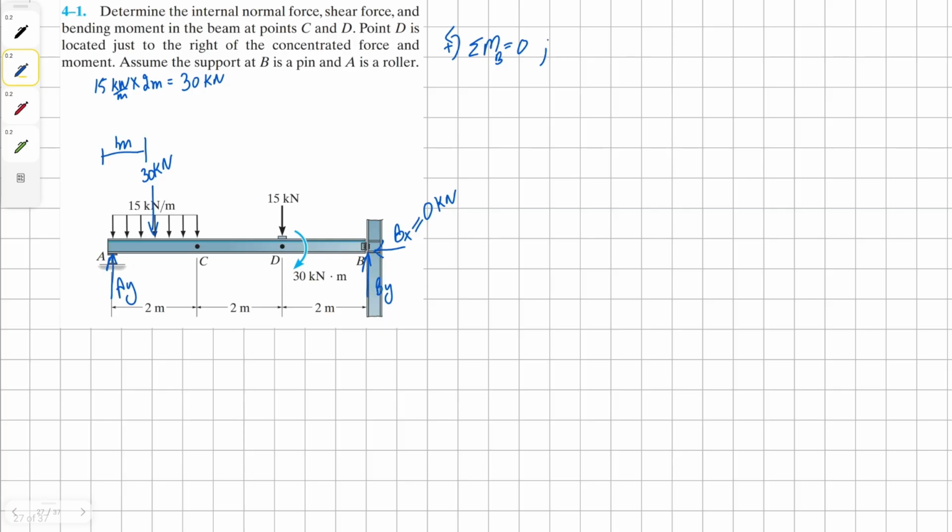Now, the first moment we encounter is 30 kilonewton, and it's clockwise, therefore negative. Then we have our 15 kilonewton point load, which is counterclockwise, therefore positive, and it's 2 meters away from point B. Then we have our 30 kilonewton, also counterclockwise, and it's 5 meters away. Then comes our unknown AY, and it's clockwise, and it's 6 meters away. All of this is equal to 0.